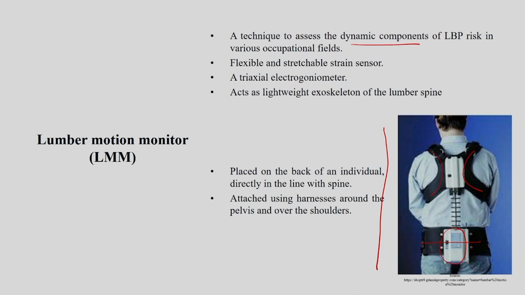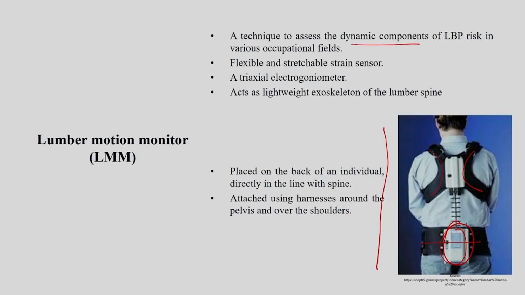So, a flexible and stretchable strain sensor; this portion has the sensor, it is stretchable and flexible. A triaxial electrogoniometer is present inside, and acts as a lightweight exoskeleton of the lumbar spine. It is placed on the back of an individual directly in the line of the spine, so you have a spine, and it needs to be placed along with that, attached using a harness around the pelvis and over the shoulder, you can see. So with the harness it is attached to the body.